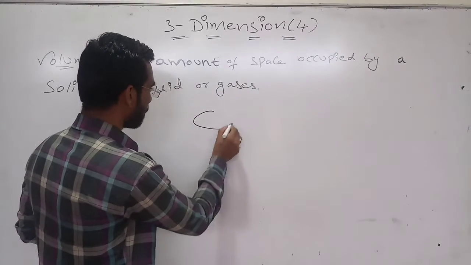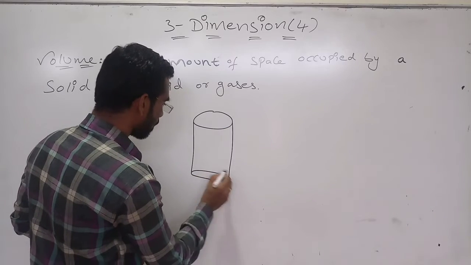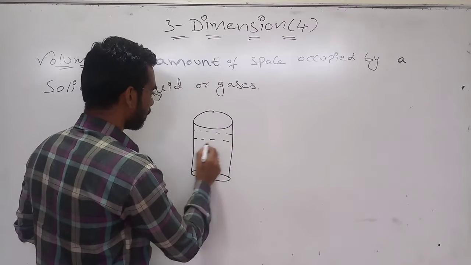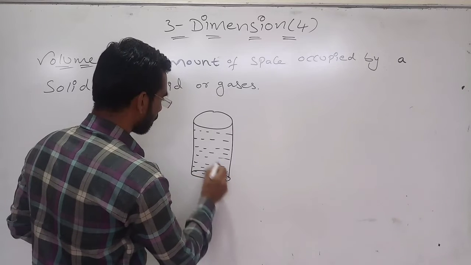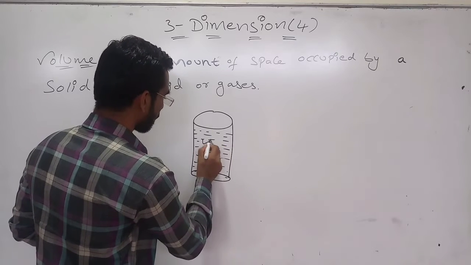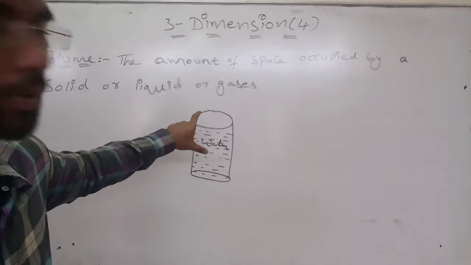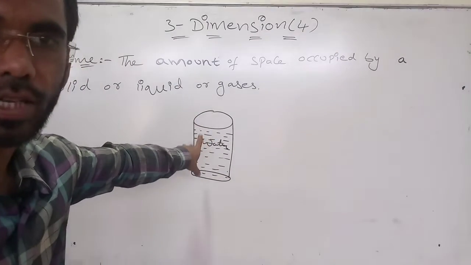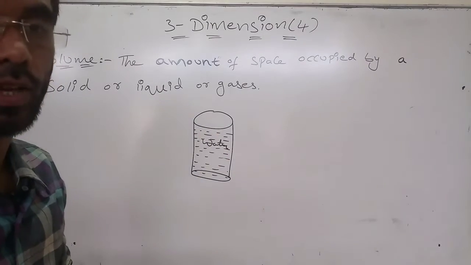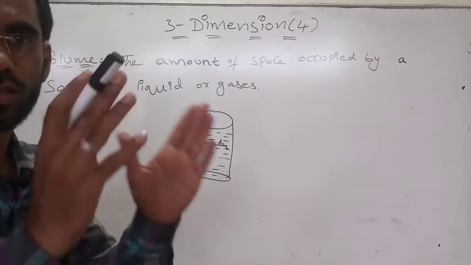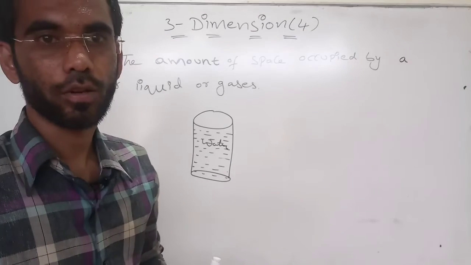Suppose I am taking an example of a can or cylinder. If you fill it with water, how much space the water will occupy in the bottle or in the can is called its volume. Example, if you go for a 1 liter water bottle, what will be the capacity of the water bottle? 1 liter. It is the volume of the bottle.